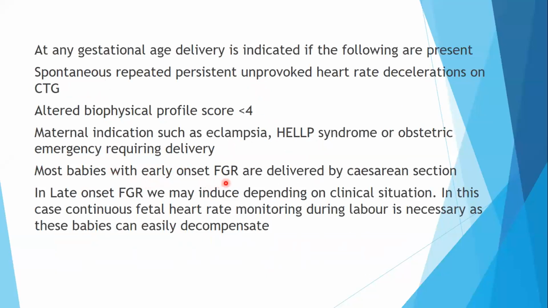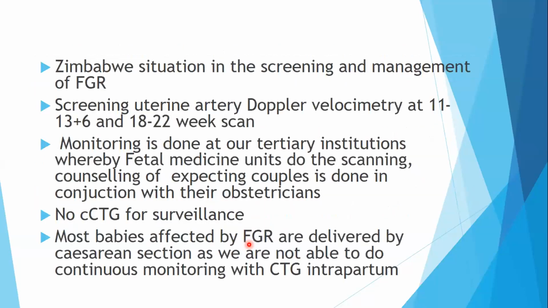Most babies with early onset fetal growth restriction end up being delivered by cesarean section because they are quite ill by the time a decision to deliver is made. Whereas in late onset fetal growth restriction, we may induce depending on the clinical situation. In this case, ideally, we should use continuous fetal heart rate monitoring using CTG during labor, as these babies can easily decompensate.